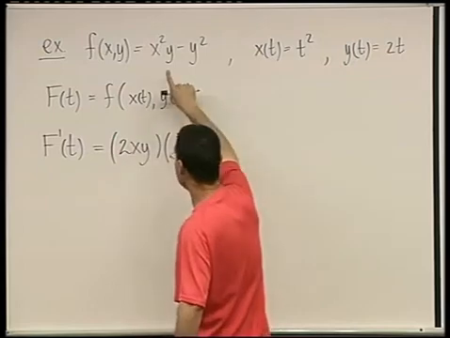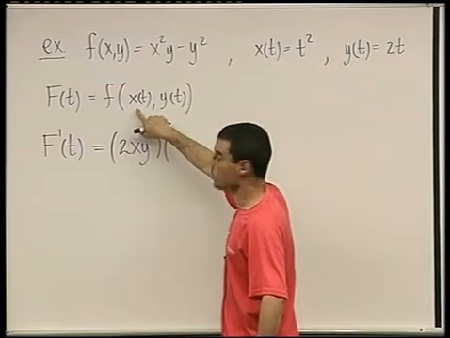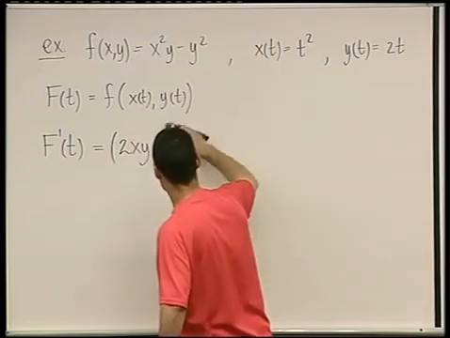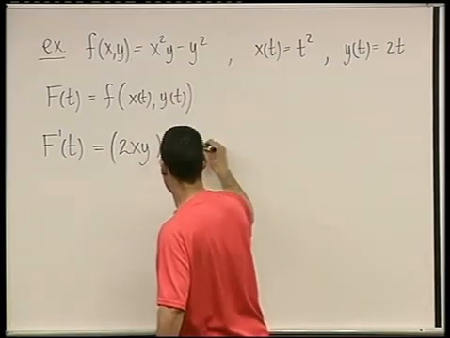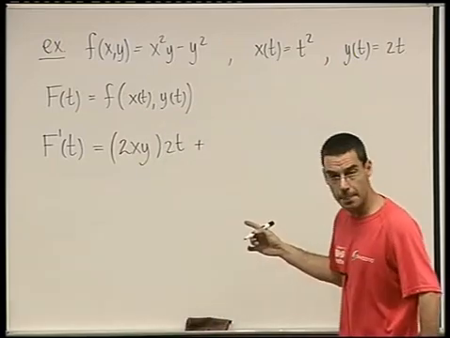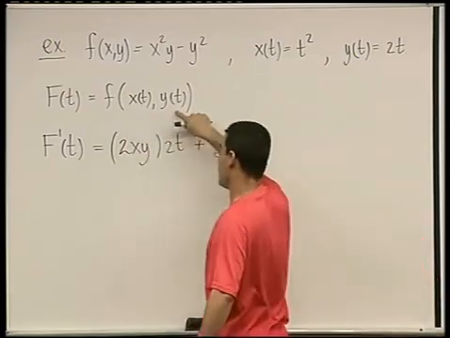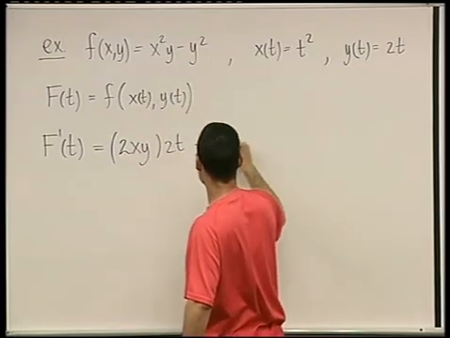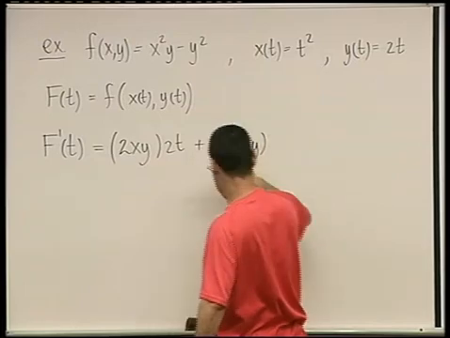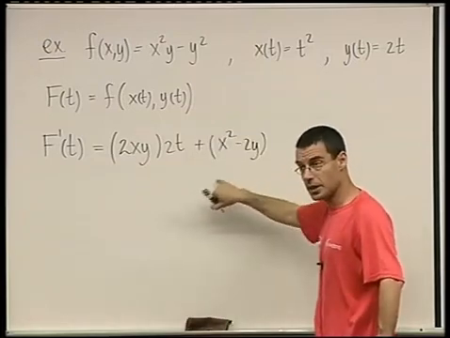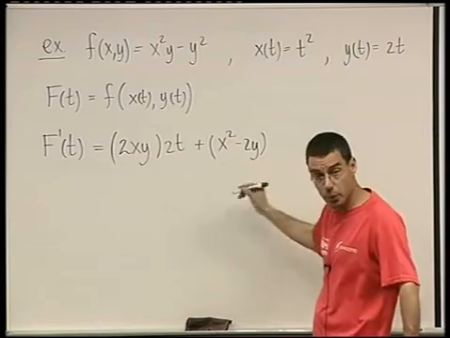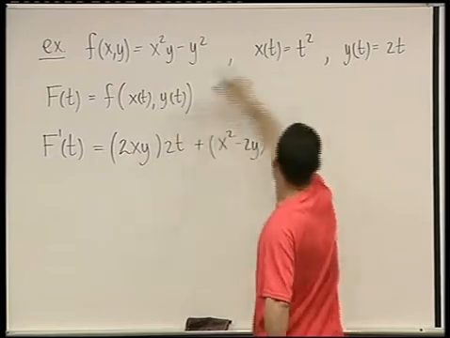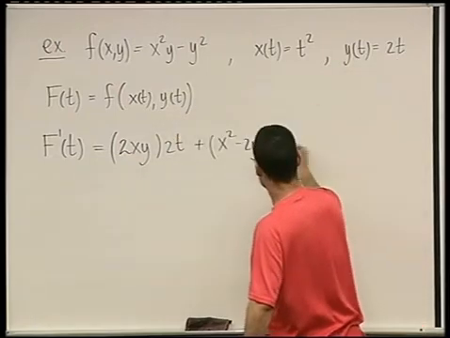Times the inner derivative. What's the inner derivative? x prime of t. What's x prime of t? 2t. I don't need these parentheses. 2t. Plus, do you agree? df to dy. What's df to dy? x squared minus 2y. Again, the partial derivative is again a function of both variables. Good? Times the inner derivative of y with respect to t, 2.